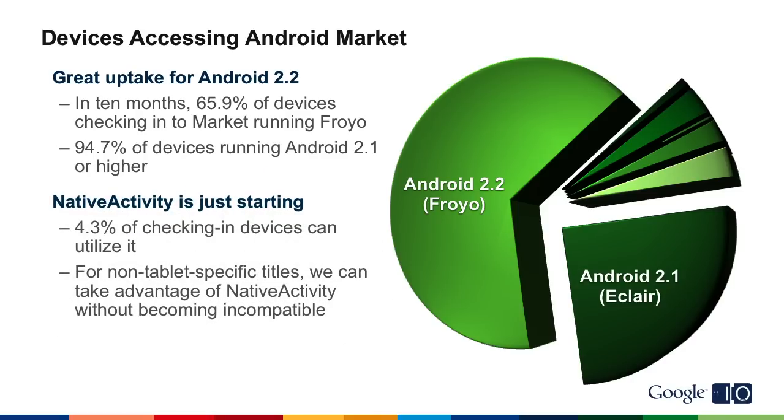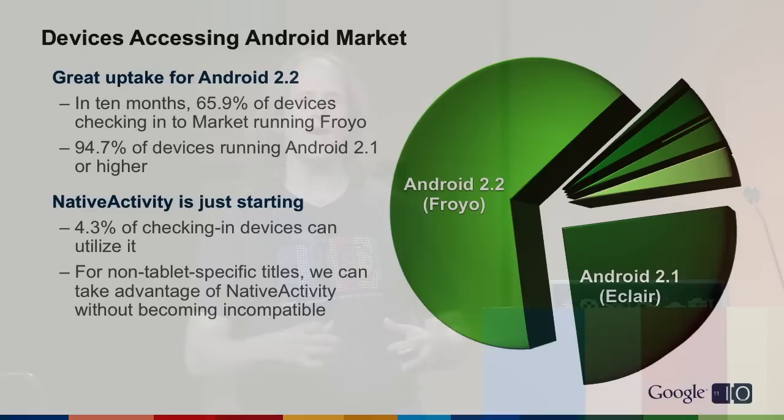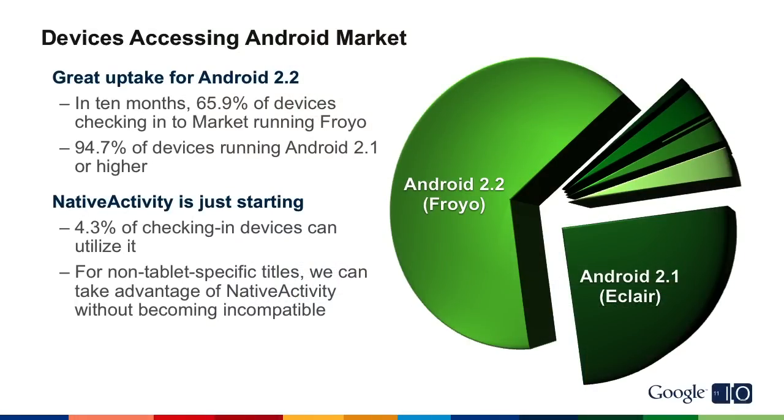But native activity is just starting. Right now, we're at 4.3%. So for non-tablet specific titles, things that are not going to require Honeycomb, we want to be able to take advantage of native activity when it's useful. And I'll give you an example. How many people here have heard about the Xperia Play? OK, cool device. It has a touchpad on it. And that touchpad is only accessible right now through native activity. So a lot of people are in a position where they want to write an application that can take advantage of those touchpads, but they still want to hit the rest of the market. So let's talk about how to do that.